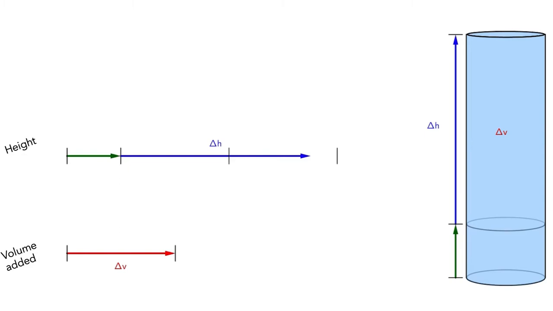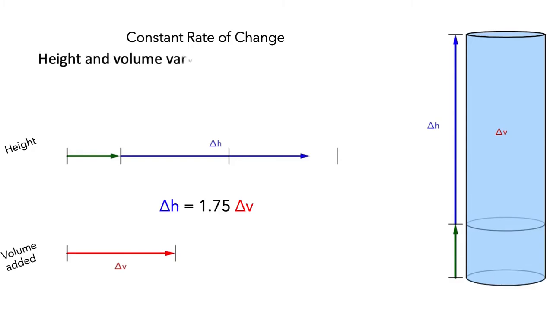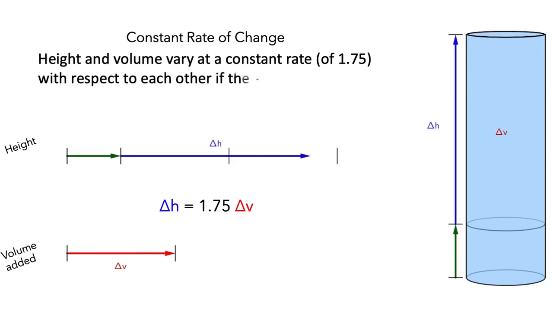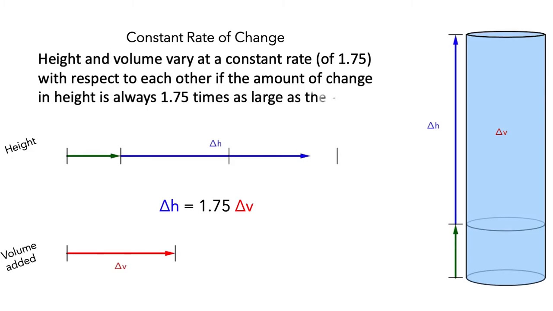However, what you might have noticed is that no matter how large delta V was, delta H was always about 1.75 times as large as delta V. This is what it means to have a constant rate of change. In this scenario, height and volume vary at a constant rate of 1.75 with respect to each other if the amount of change in height is always 1.75 times as large as the amount of change in volume.